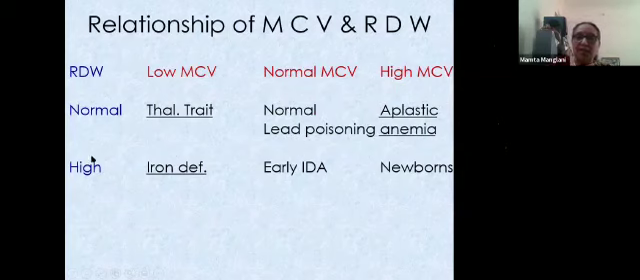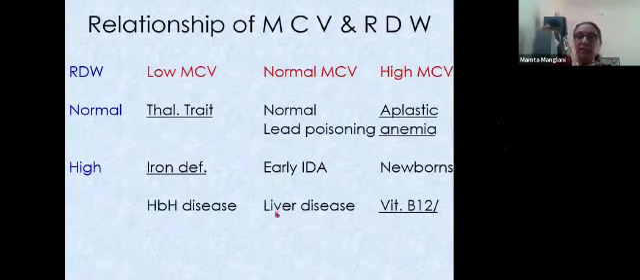When you have a high RDW, you must suspect iron deficiency in a microcytic anemia, and early IDA can sometimes have a normal MCV with a little high RDW. So RDW changes even before MCV changes. And of course, newborns will have a very high MCV with a high RDW because they are already changing their type of cells when they are born.